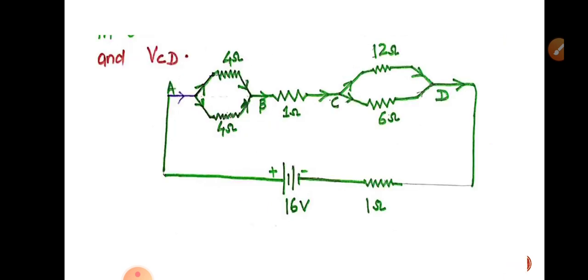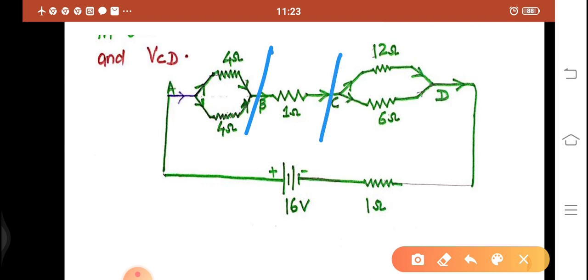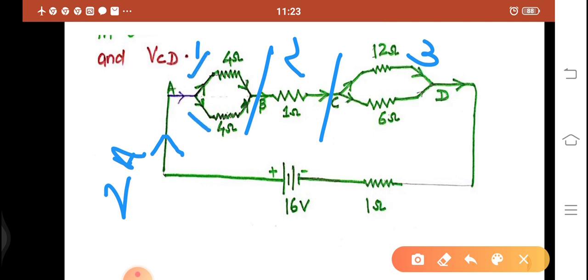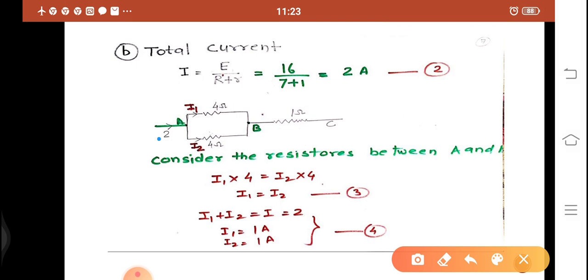Now we will split this question into 3 parts. 1 part, 2 part and 3 part. This is 1, this is 2 and this is 3. Now here the current is 2 ampere flowing. So when 2 ampere current is flowing, one current will go here, I1, and I2 will go here. So we will see this particular first region. Now the 2 ampere current is coming here, I1 will go here, I2 will go here.